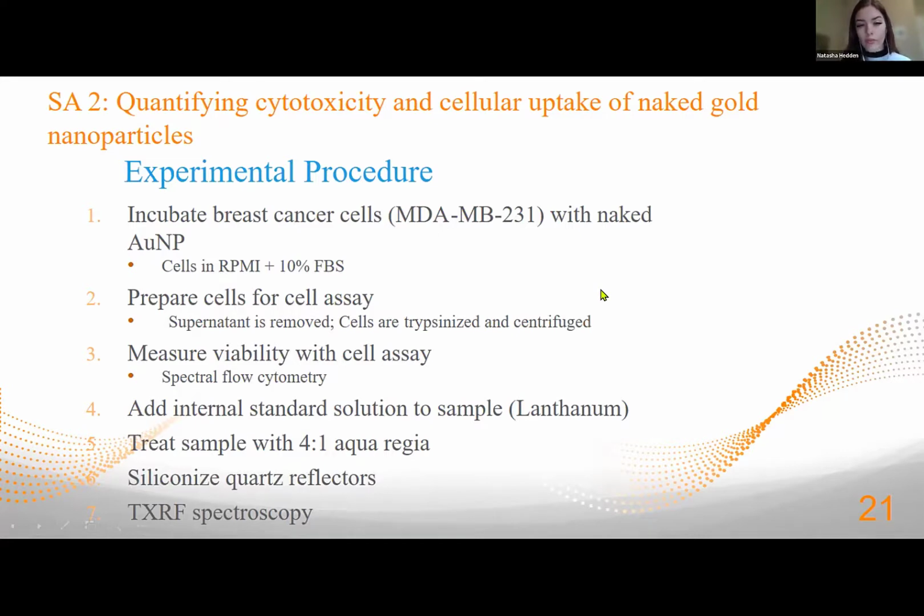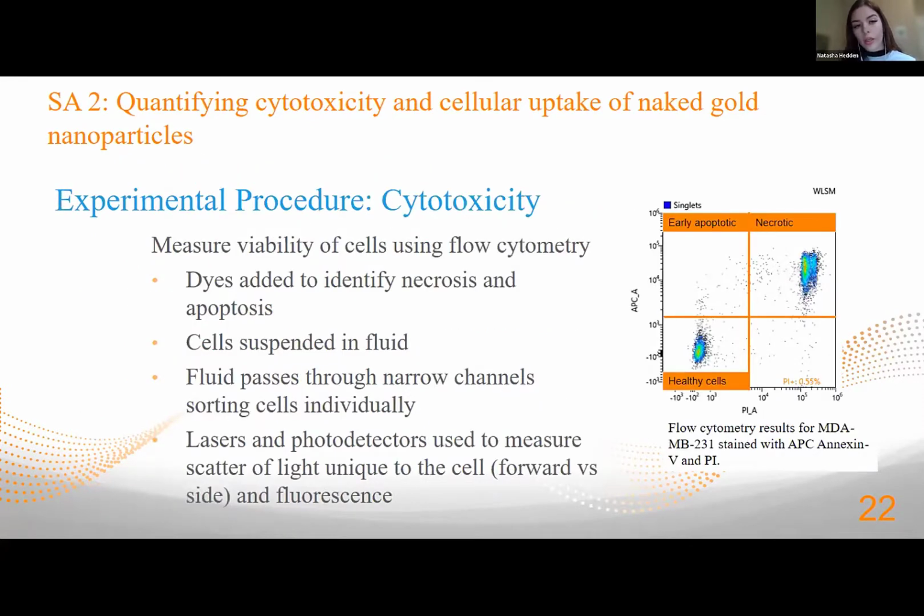But once we've measured the viability, we can then continue with measuring cellular uptake, which is sort of the other half of this work. With that, we use TXRF. So we begin by adding our internal standard, which, as mentioned by Dr. Milic, we use lanthanum. We then can treat the sample with our 4:1 aqua regia for our homogeneous solution. And we can prepare our quartz reflectors, or our sample carriers, for their TXRF measurement. And then we can put our sample on, toss that in the oven, and then they're ready for TXRF spectroscopy.